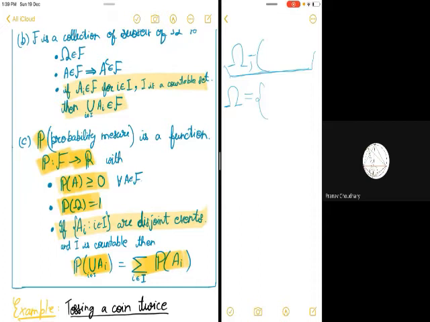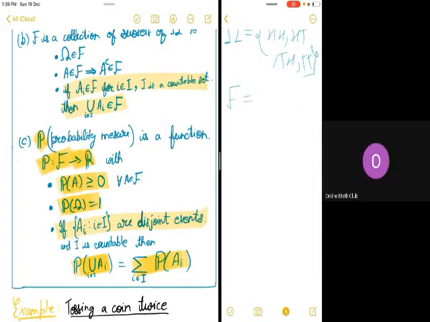Head, head, head, tail, tail. Yes, exactly. So our outcomes would be head-tail, head, and tail-tail. This will be our sample space. Now, what is the set of events which are in our consideration?